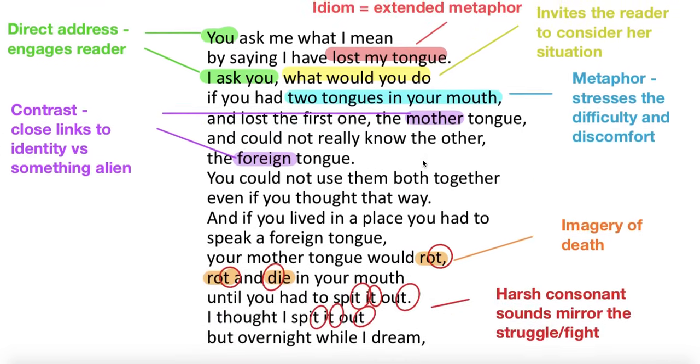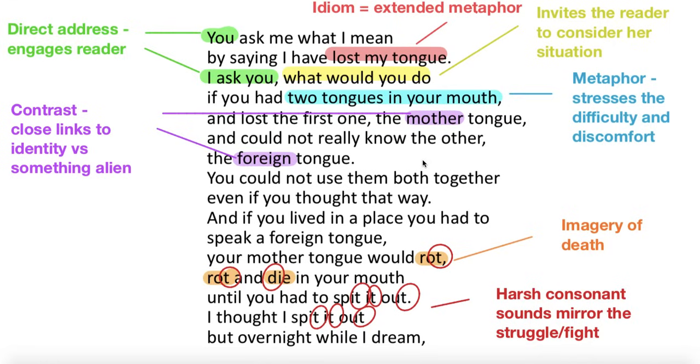So the first stanza. You ask me what I mean by saying I have lost my tongue. I ask you, what would you do if you had two tongues in your mouth and lost the first one, the mother tongue, and could not really know the other, the foreign tongue? You could not use them both together even if you thought that way. And if you lived in a place you had to speak a foreign tongue, your mother tongue would rot and die in your mouth until you had to spit it out. I thought I spit it out, but overnight, while I dream.